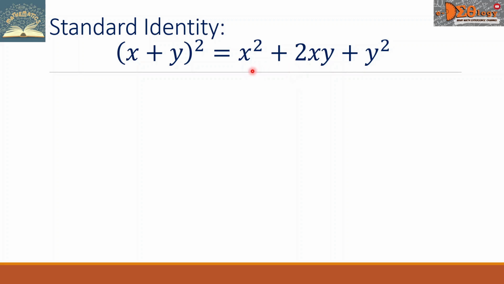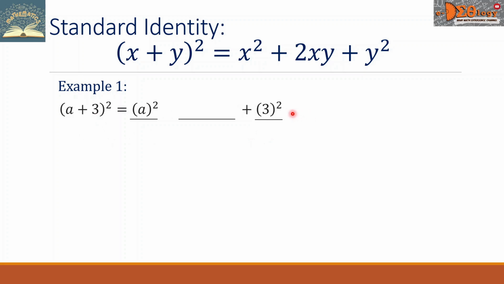Now we are going to use the right side value to simplify some problems. Suppose we have here example 1, the square of a plus 3. We expect an answer of 3 terms. The first blank here, we simply take a and then we will square. For the last blank, we will take the number 3 then we put a square. This is a positive value.